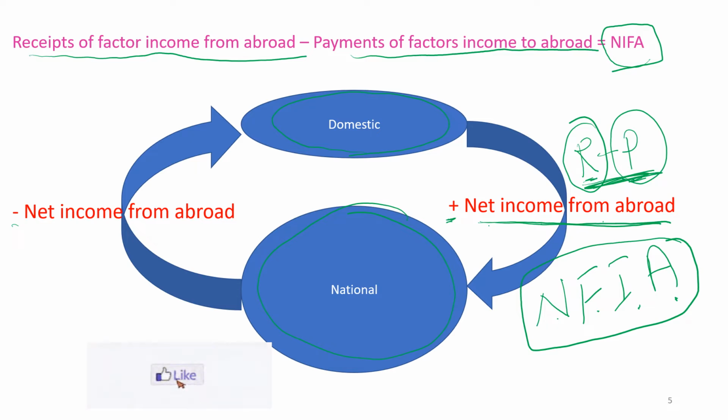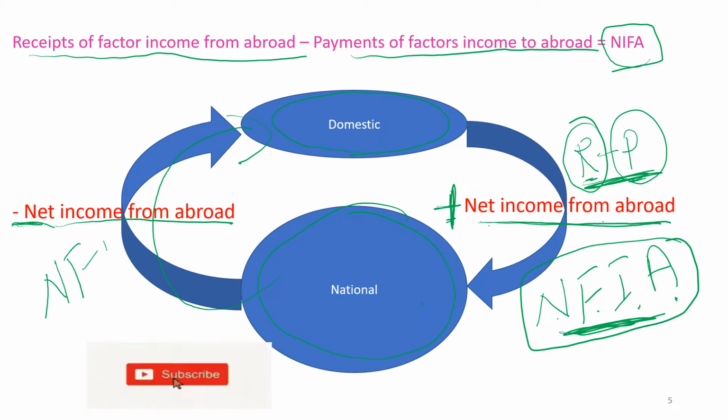When you are converting domestic into national, you should add net income from abroad or net factor income from abroad. In a similar manner, when you are converting national to domestic, that means national is converted into domestic, at that time you should deduct net income from abroad or net factor income from abroad.